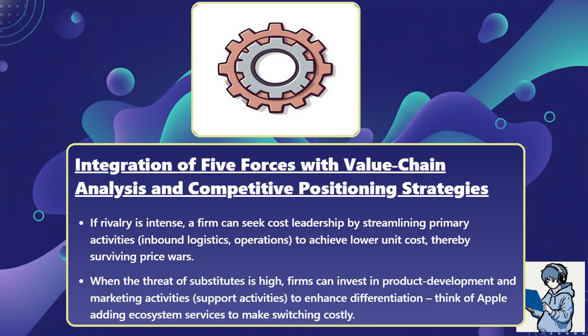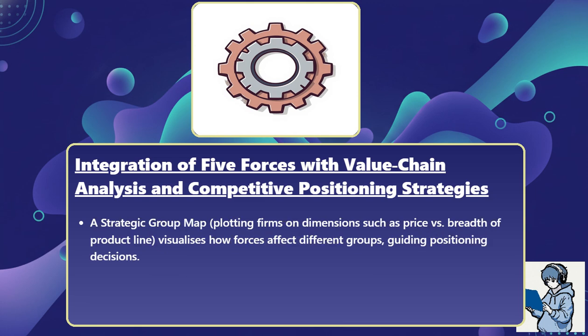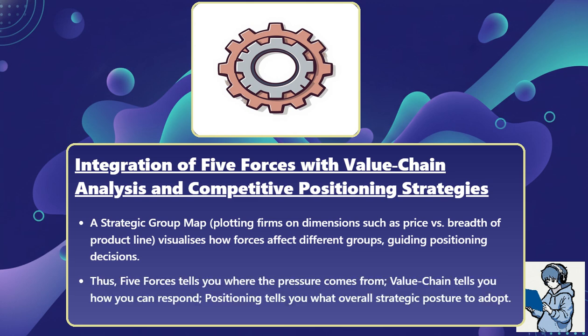When the threat of substitutes is high, firms can invest in product development and marketing activities, support activities, to enhance differentiation. Think of Apple adding ecosystem services to make switching costly. A strategic group map, plotting firms on dimensions such as price versus breadth of product line, visualizes how forces affect different groups, guiding positioning decisions. Thus, 5 forces tells you where the pressure comes from, value chain tells you how you can respond, positioning tells you what overall strategic posture to adopt.